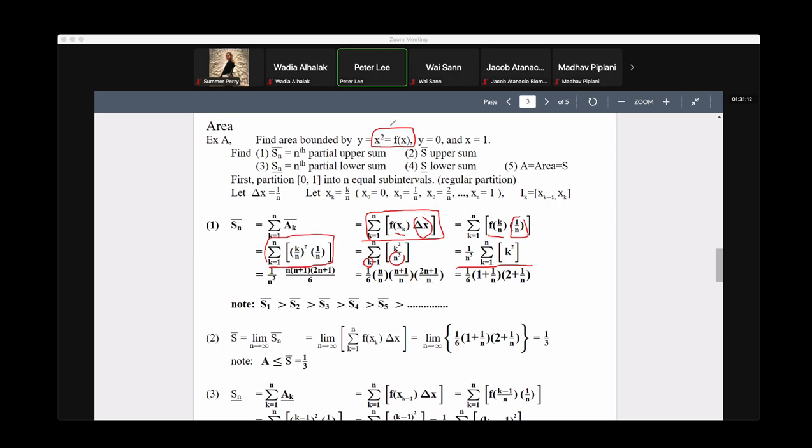So let me write this down. Anyway, n is a fixed number, and k is the variable. Now, we can factor the 1 over n cubed. And after we take out 1 over n cubed, then now comes the sigma of k squared, k from 1 to n. And what is that? Oh, now we can use one of the basic sigma formulas. This is the sigma k squared formula from 1 to n. So what is that guy? Now we get this. And then we get this. So we now get the n-th partial upper sum.